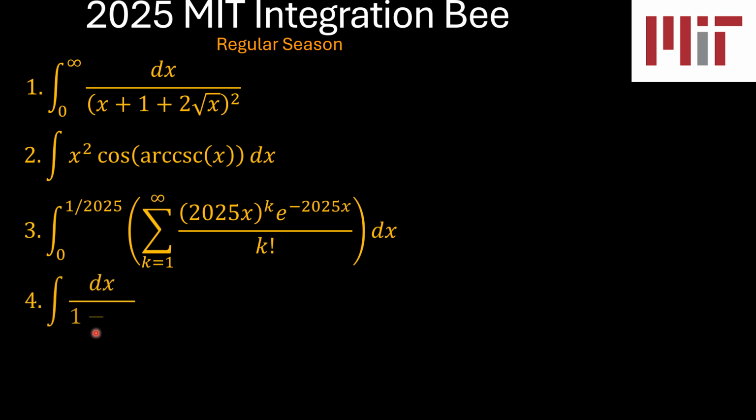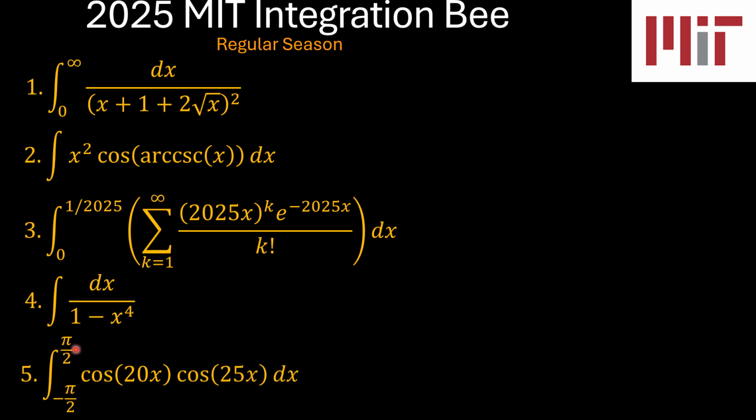And then problem number 4, the indefinite integral of 1 over 1 minus x to the 4th power. And problem number 5, the definite integral from x equals negative pi over 2 to x equals pi over 2 of cosine of 20x times cosine of 25x. Problem number 6, the definite integral from x equals negative 2 to x equals positive 2 of the maximum value of either x or x squared or x cubed.